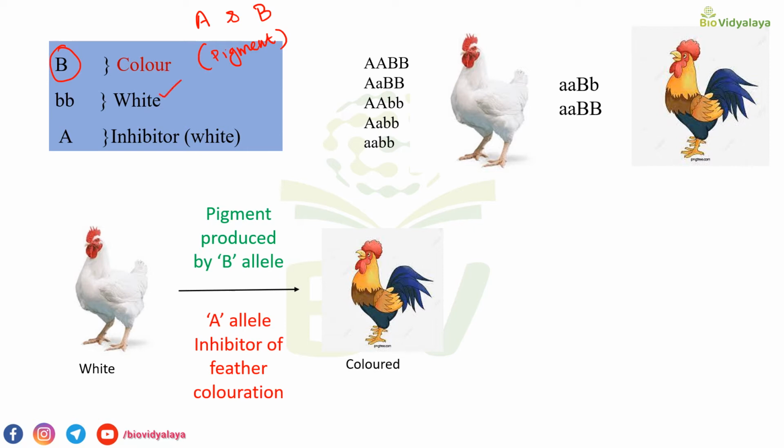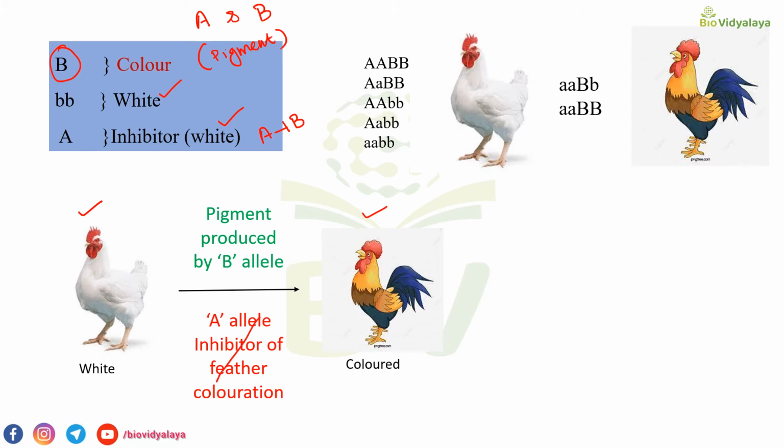And the dominant form of the gene A is an inhibitor of the dominant form of the gene B. That's why there is no pigment formation, so white. So you can see both white and colored chickens, and the pigment is produced by the capital B allele, that means the dominant form of the gene B, and the dominant form of the gene A, or the capital A allele, is an inhibitor of feather coloration.